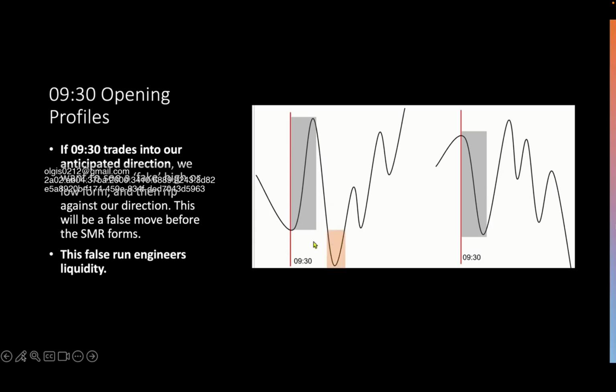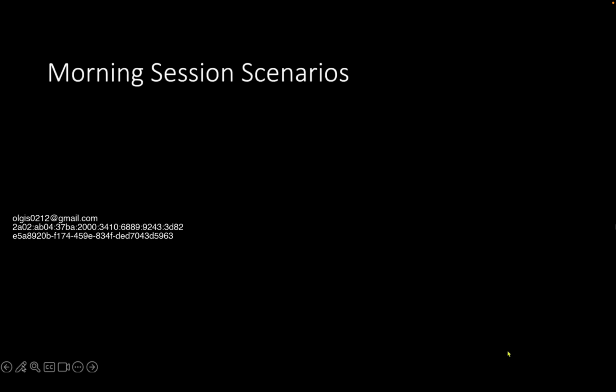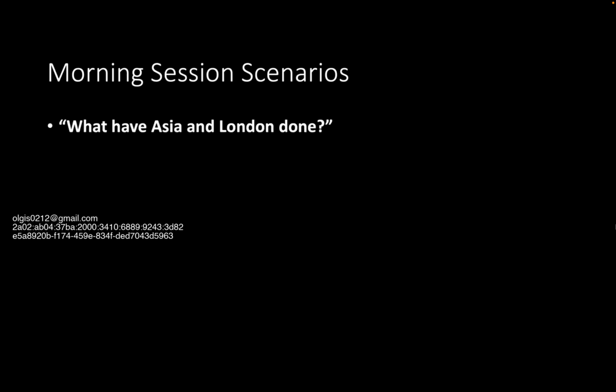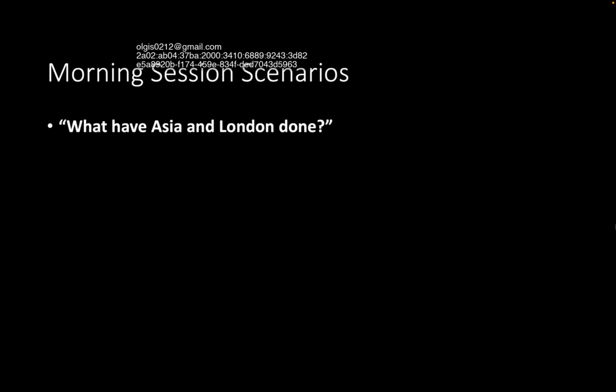So the smart money reversal occurs below that 9:30 opening price, and this orange box represents that. If bullish and if bearish, this orange box represents the smart money reversal within that sell model. We will now be looking at the morning session scenarios. First of all, the main question that we will ask ourselves is the following. What have Asia and London done thus far throughout the trading day?